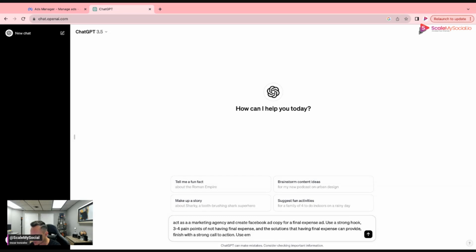Use emojis and high ranking ads that are similar. This is a prompt, okay? There's no specific science. Now, this is an actual job, right? Learning how to prompt ChatGPT, but we're just getting started, guys. So this is just a prompt, okay?